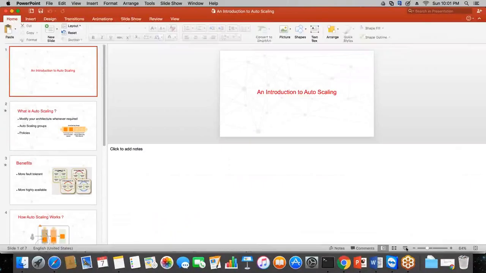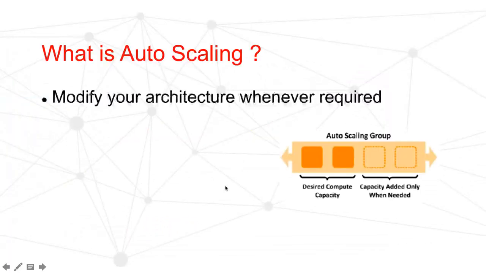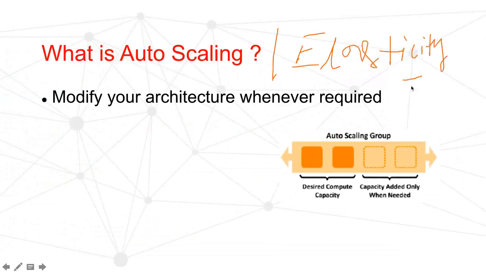An introduction to auto-scaling. What is auto-scaling? Auto-scaling means that you can modify your architecture whenever it's required. Auto-scaling is a practical application of a concept called elasticity. Elasticity means that you can anytime increase or decrease the number of instances, or grow or shrink your architecture based upon certain thresholds like time of day, demand, or patterns of the incoming traffic. Auto-scaling is a practical application of elasticity.